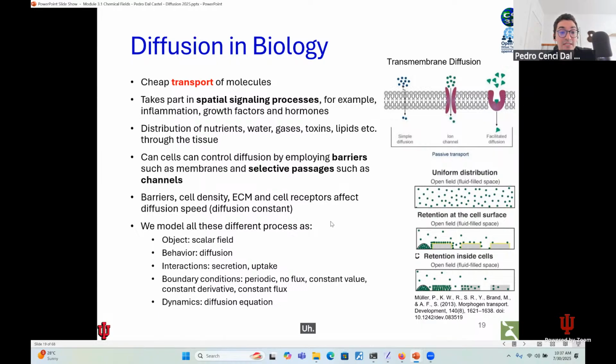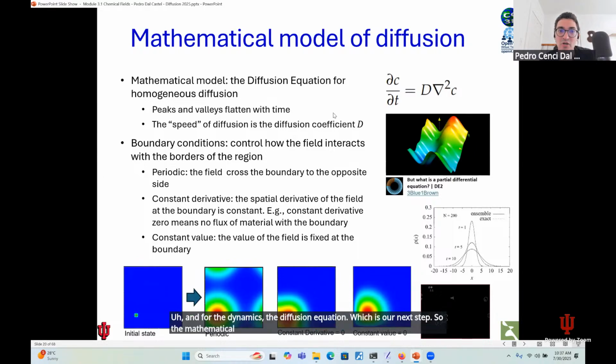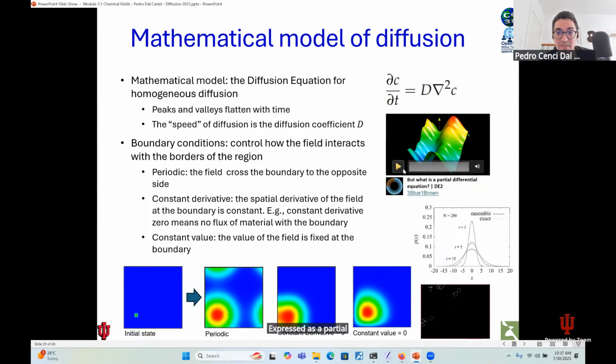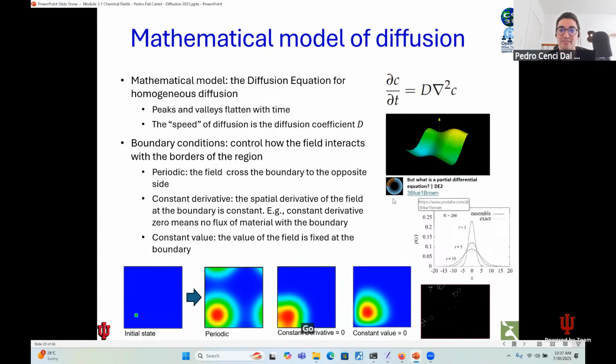And for the dynamics, the diffusion equation, which is our next step. So the mathematical model of diffusion equation expressed as a partial differential equation. This is a video of one field getting solved computationally. Again, if you want more details on how these partial differential equations work, how they behave, how they are solved, go to 3Blue1Brown. It's the best.